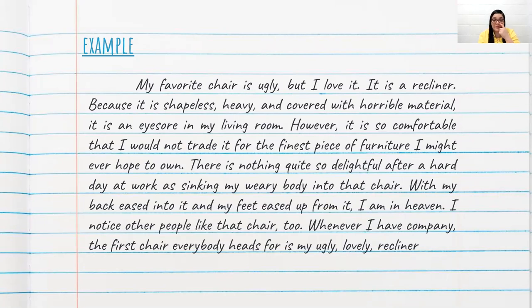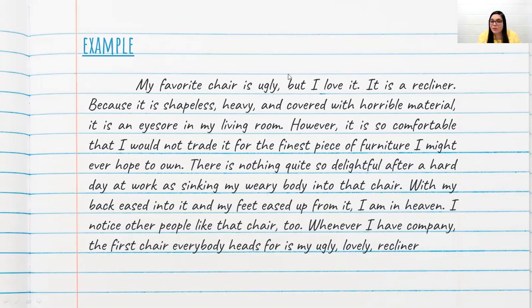What you see in the example is a description, but it's not a description of the chair itself. Here you see the feelings of the author towards an object. So he said, my favorite chair is ugly, but I love it. And then the writer provides evidence, saying that even though the chair is not attractive, not good to the eye, it is absolutely comfortable, not only for him, but for other people who have seen the chair. At the beginning, you have a controlling idea that suggests that you will describe or somehow talk about his favorite chair.